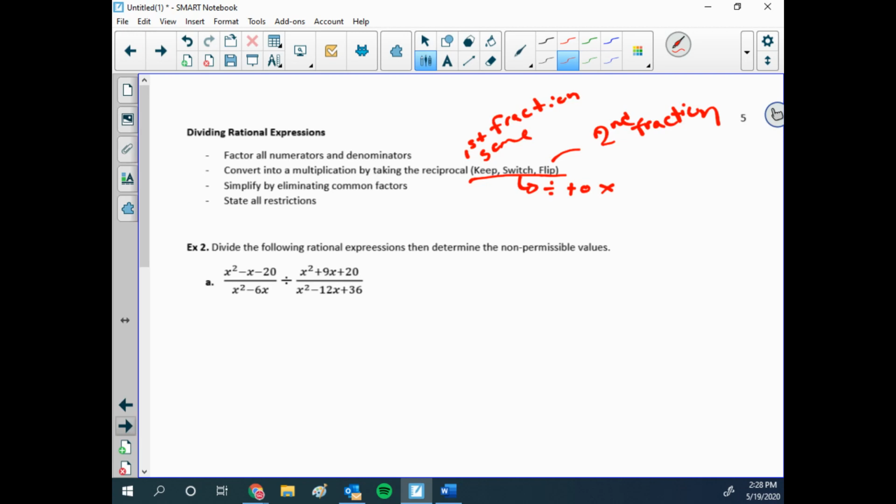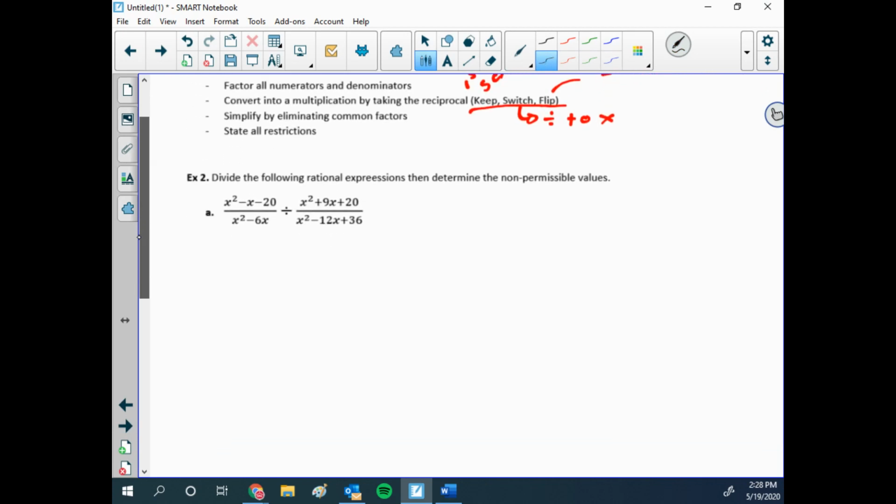Once I've done that, it's just a multiplication question. So same thing as we've done before, simplify out common terms on the numerator and denominator, and your final answer should also state your restrictions. So let's go take a look here.